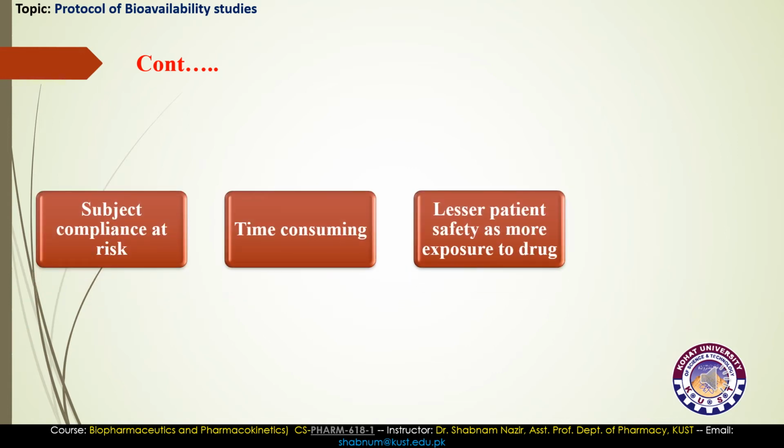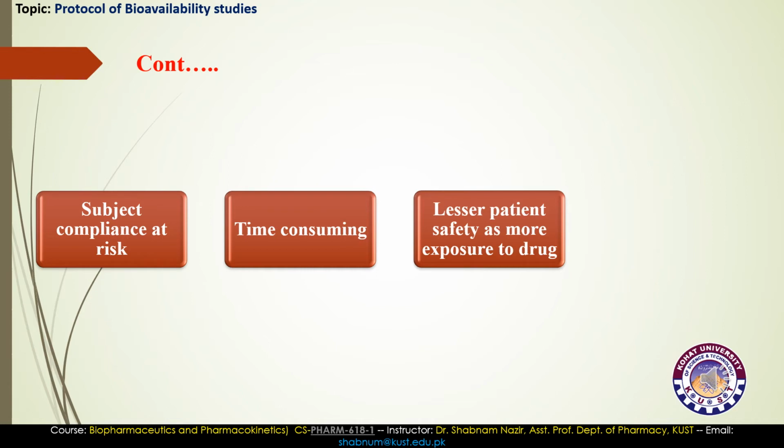Along with the advantages, there are many disadvantages associated with multiple dose studies. The first risk is that subject compliance is at risk. Definitely, these studies are prolonged, as these are multiple dose studies, and they continue till the steady state level is achieved. So subject compliance is usually at risk. The subjects could leave the study at any given time point. It is also a time consuming process because of the multiple doses being administered rather than a single dose.